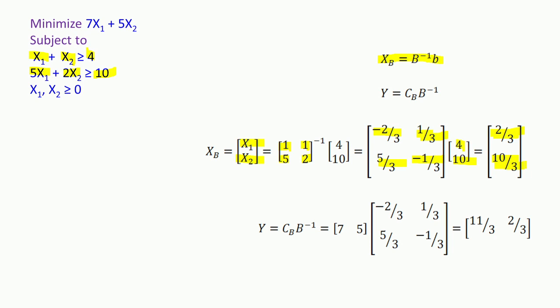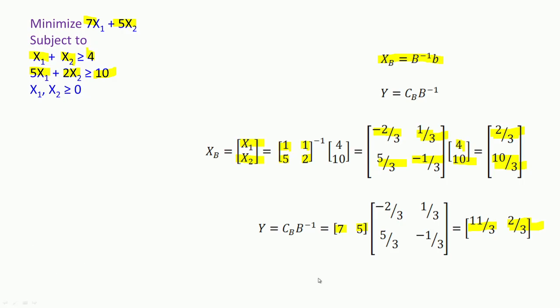Solution to the dual will be C_B B inverse. C_B is the objective function coefficient of x1 and x2, which is 7 and 5. So, 7 and 5 multiplied by B inverse: minus 14 by 3 plus 25 by 3 is 11 by 3, plus 7 by 3 minus 5 by 3 is 2 by 3.